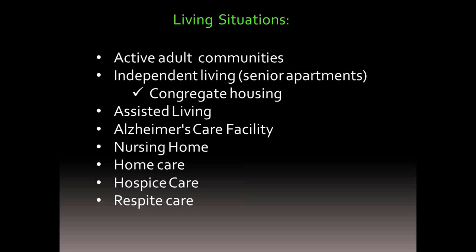Then we have assisted living, where you have your own apartment, but there is someone there, a nurse or a caretaker that comes by and visits with you and helps you with things that you can't do for yourself. There are Alzheimer's care facilities, and those range from like an assisted living facility all the way down. Sometimes they actually have what they call lockdown units. Those aren't as terrible as they sound, but the patients can't get out because they're at such great risk of wandering off and being lost.